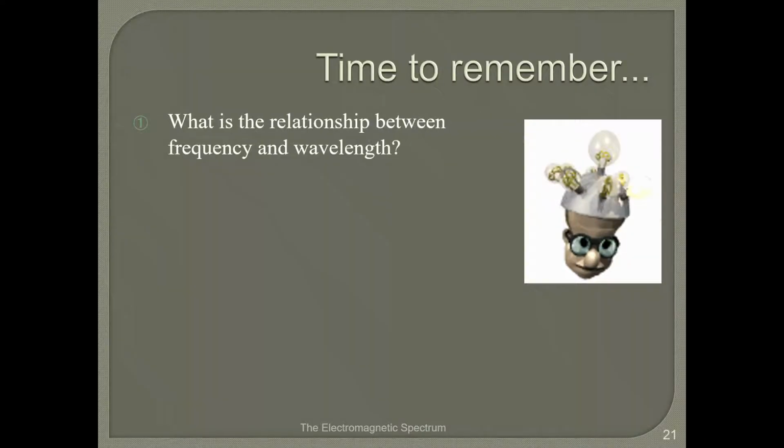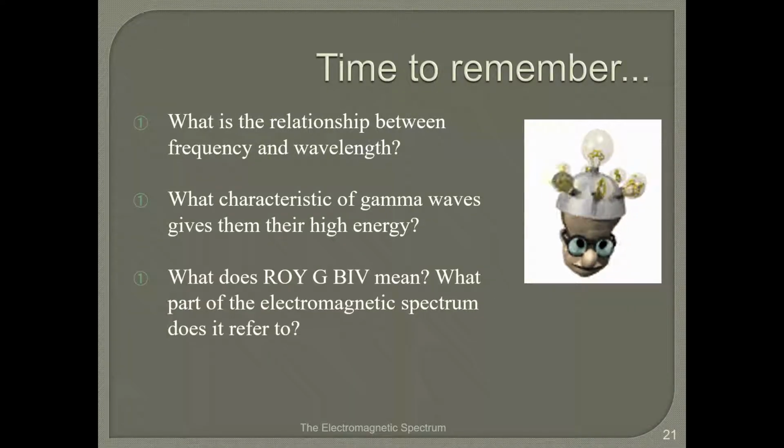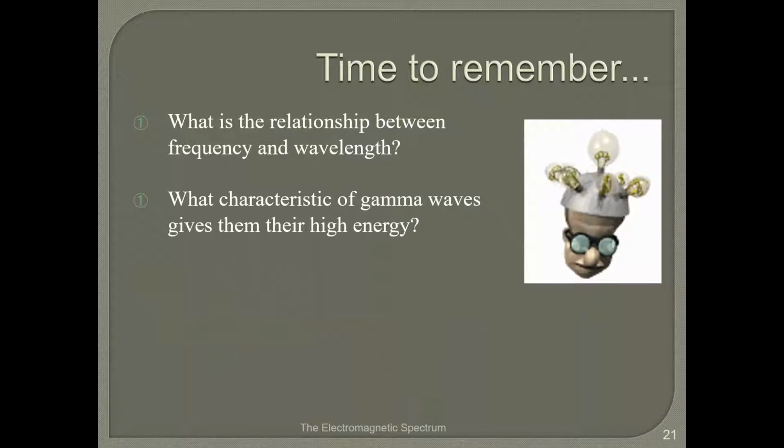Let's see. So what's the relationship between frequency and wavelength? As frequency increases, wavelength decreases. The thing that gives gamma rays their high energy is their high frequency. It takes a lot of energy to make the waves oscillate up and down.